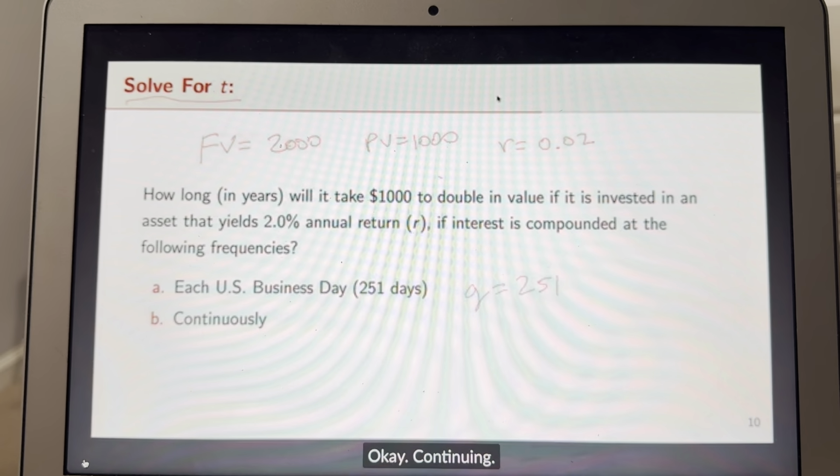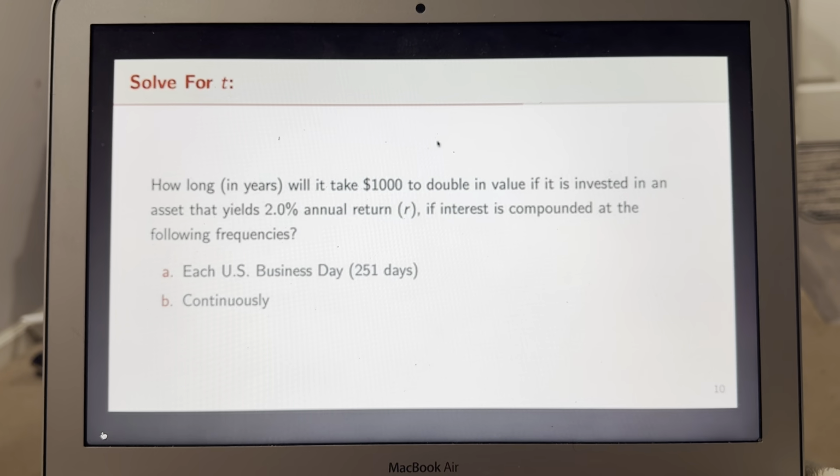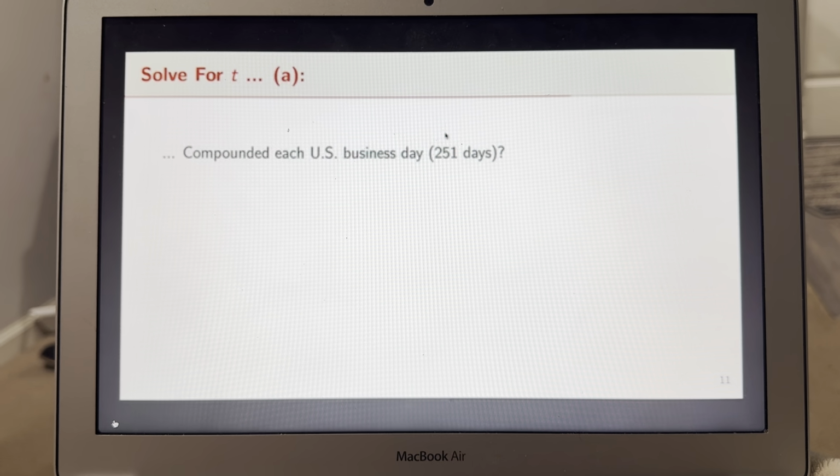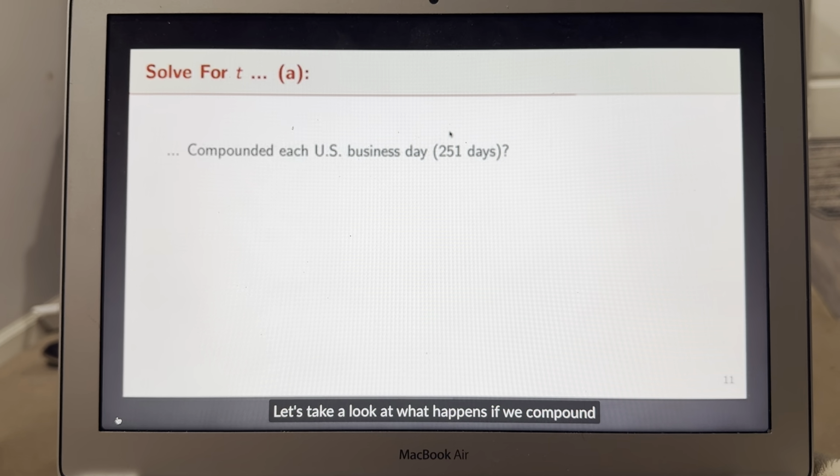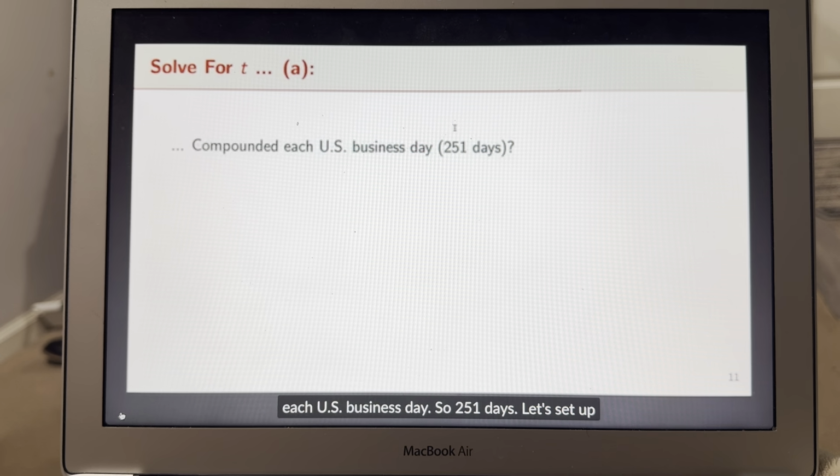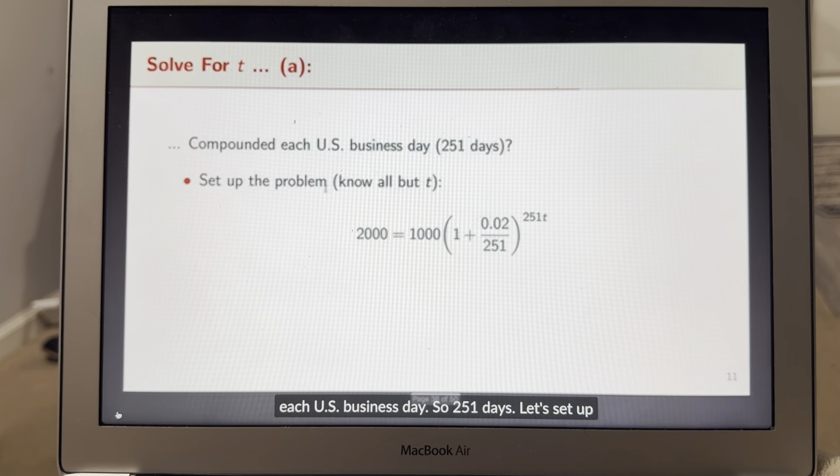Okay, continuing. Let's take a look at what happens if we compound each US business day. So 251 days. Let's set up the problem.